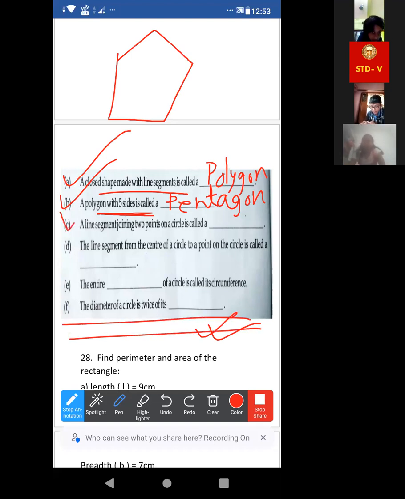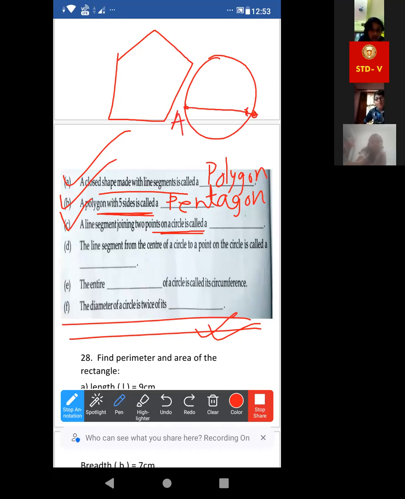Okay. Number C. A line segment joining 2 points on a circle is called a dash. Look, suppose this one is a circle. A line segment joining 2 points on a circle. 2 points will be on the circle. Look, in this way. Okay, 2 points, suppose A and B. This is called chord. Okay, not diameter. Why not diameter? I'm just clearing.